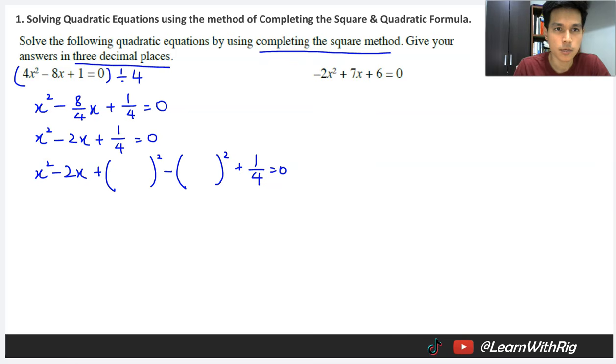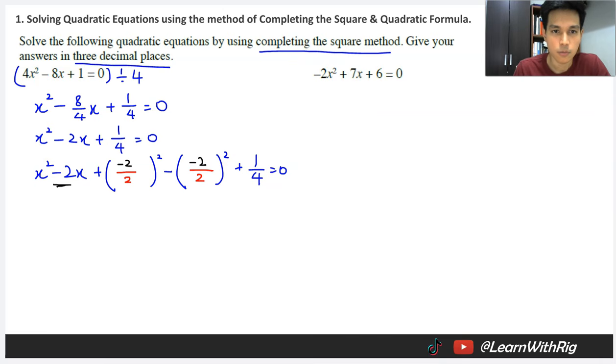And what are you going to add in the bracket? First, you want to make sure it is a fraction, and the denominator is always going to be 2. Next, what are you going to put up here as the numerator? What you're going to put up there is the x coefficient. So here it is negative 2. So you're going to put negative 2 over 2. The format is always the same.